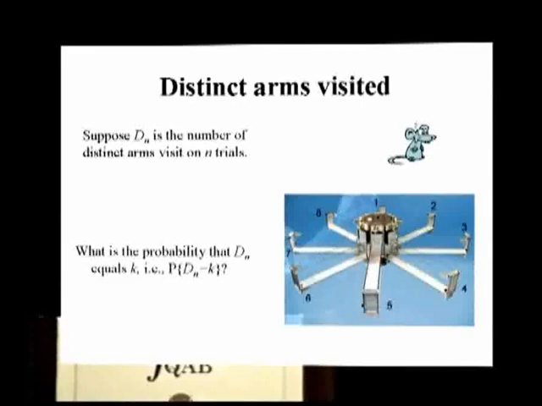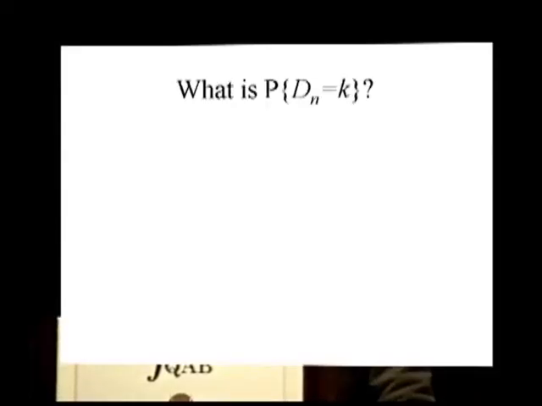So we're trying to find the probability that this random variable D equals k. What is the probability that after n trials the animal has visited, for example, only 3 arms? Or only 1? Or only 7? That's our k. This is a tougher problem. So this is our general problem. This guides us for the next 15 minutes, I hope.